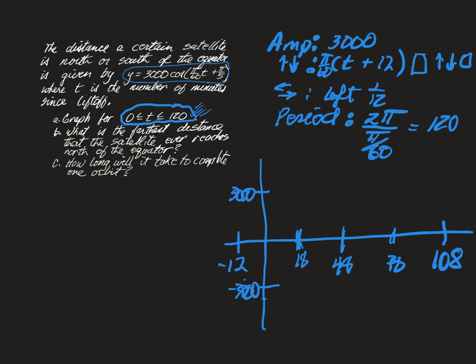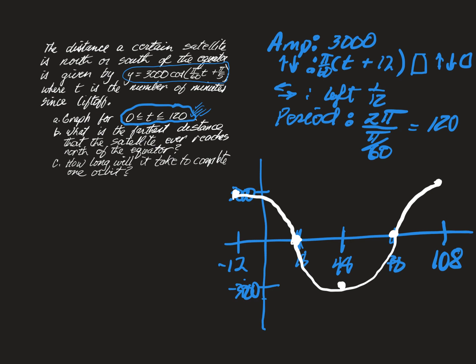All right? And if you remember, cosine starts here, and then it has a 0, then it has a minimum, then it has a 0, then it has a maximum. And so there is our cosine curve. Okay? Everything equally spaced the way it's supposed to be. So that's the graph. So now let's go to question B. Okay?